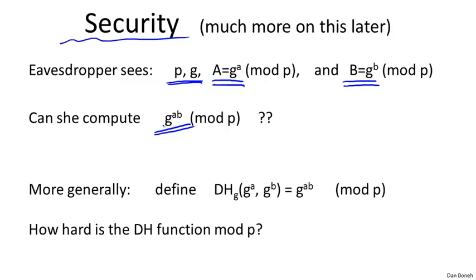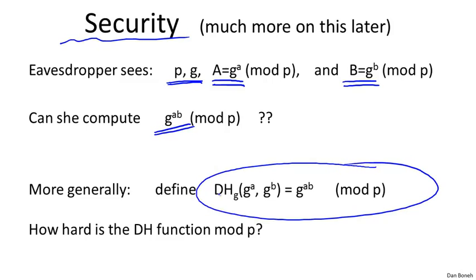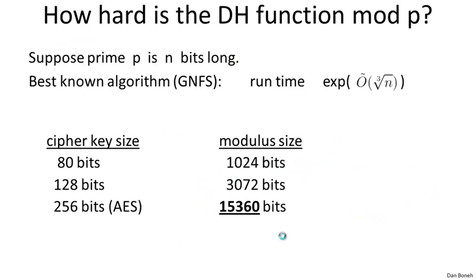More generally, we can define this Diffie-Hellman function. We'll say that the Diffie-Hellman function is defined based on some value g, and the question is, given g^a and g^b, can you compute g^ab? What we're asking is, how hard is it to compute this function modulo a very large prime p? Remember, p was something like 600 digits. So the real question we need to answer is, how hard is this Diffie-Hellman function?